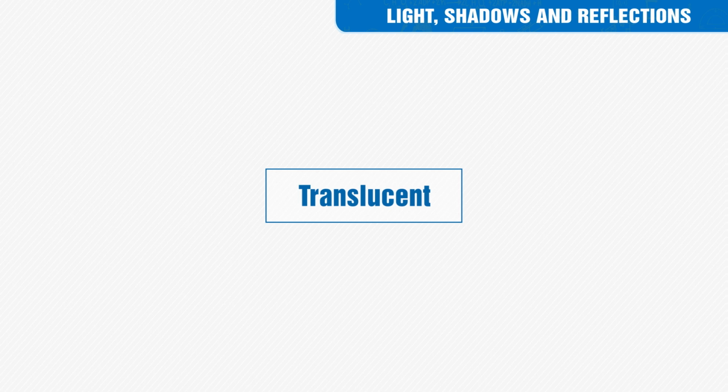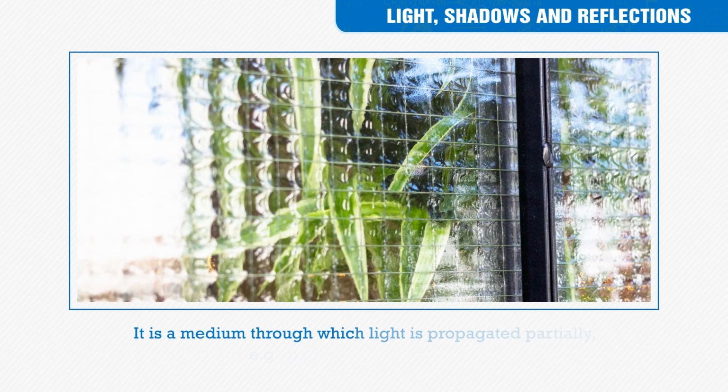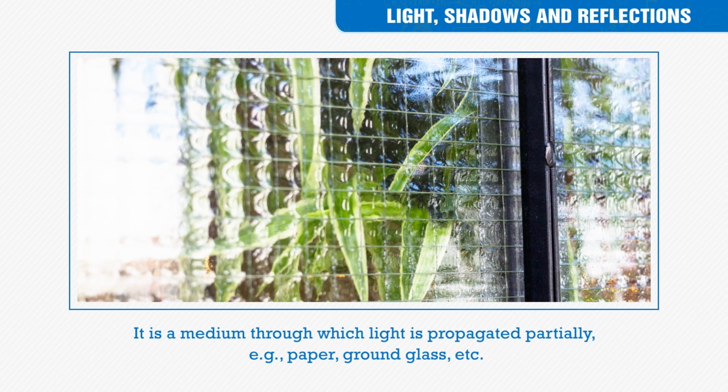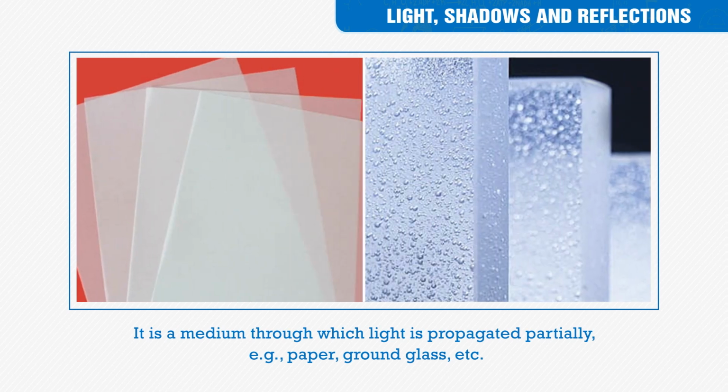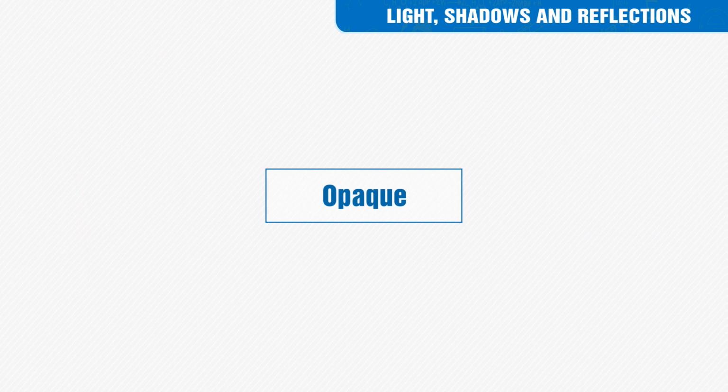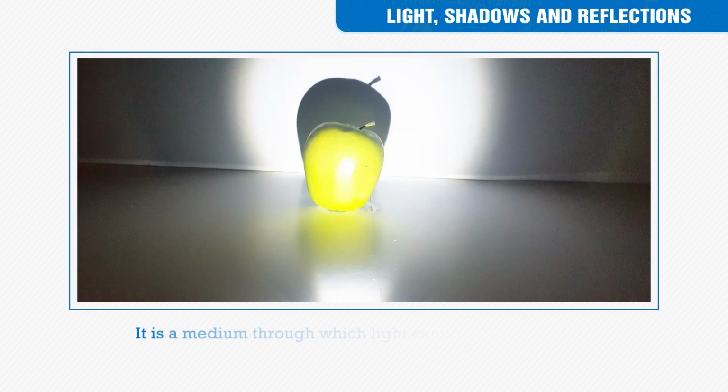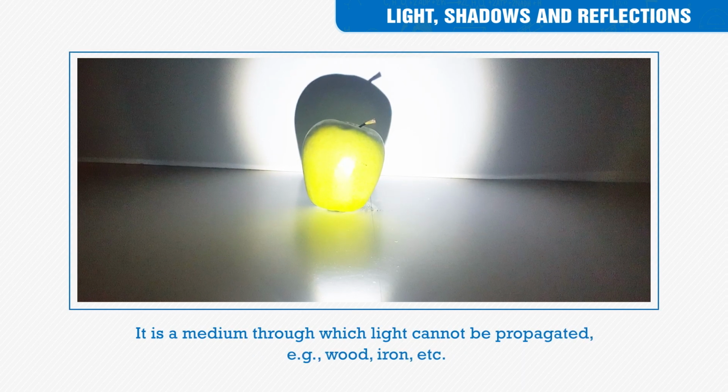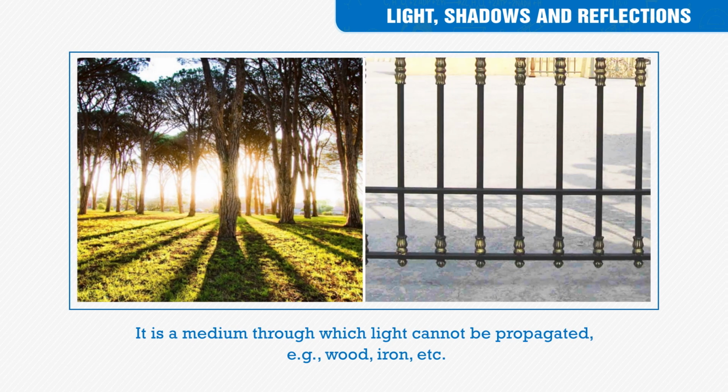Translucent. It is a medium through which light is propagated partially. Example, paper, ground glass, etc. Opaque. It is a medium through which light cannot be propagated. Example, wood, iron, etc.